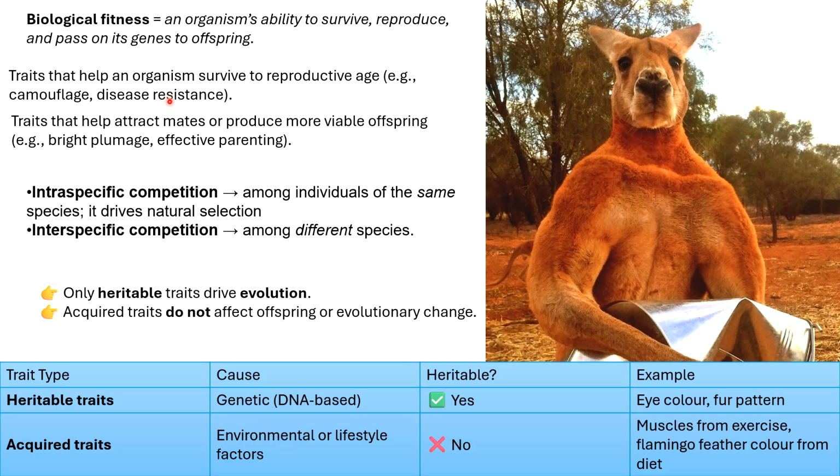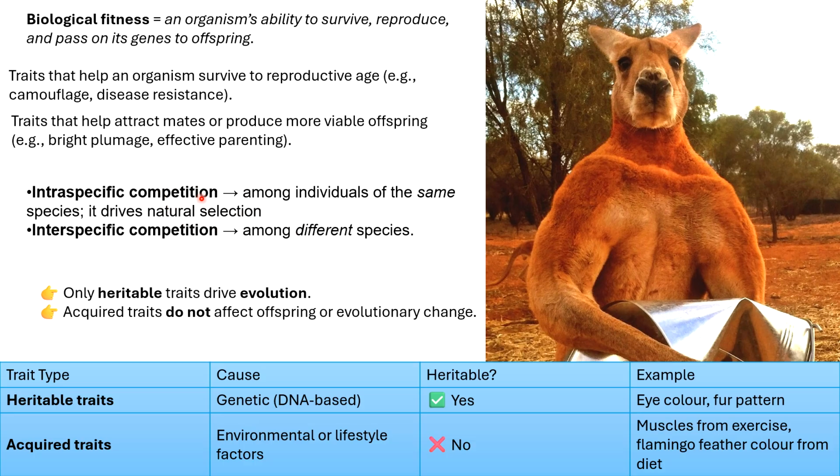Biological fitness. This is an organism's ability to survive, reproduce, and pass on to its offspring. So this involves traits that help it survive or reproduce, like camouflage, resistance to diseases, or traits that help it attract mates or produce more viable offspring. Bright feathers, effective parenting, aesthetics, muscles.